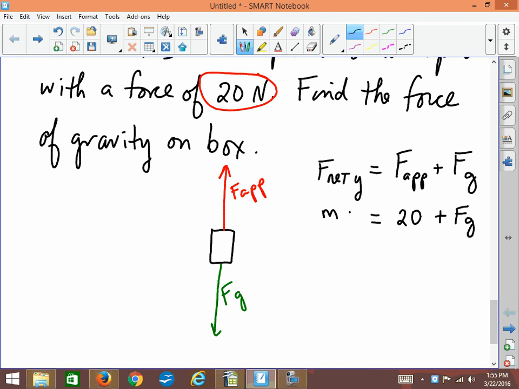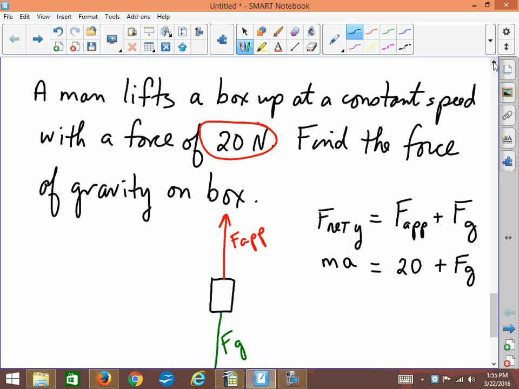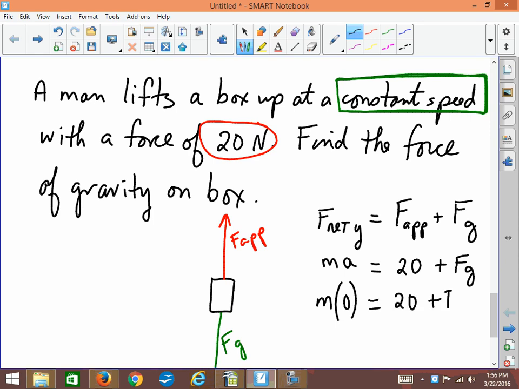It always will equal ma. Always. Now what's the problem here is I don't see anything about the mass of the box. So I can't put that in. So I'll leave it as an m. See what happens. Now, acceleration of the box. Well, what's interesting about this question is there is no acceleration because he's moving at a constant speed, which means the acceleration is 0. So that means that this a becomes a 0, and guess what? It won't matter what the mass is because anything times 0 is 0.